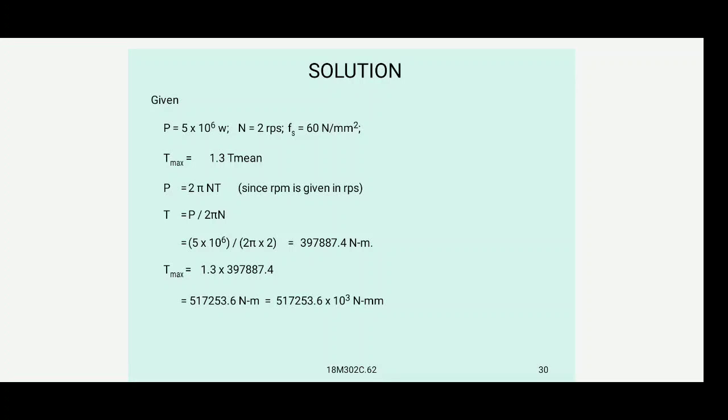is equal to 3,97,887.4 Newton meter. T maxima is equal to 1.3 into 3,97,887.4. So that is equal to T maxima is equal to 5,17,253.6 into 10 to the power of 3 Newton mm.